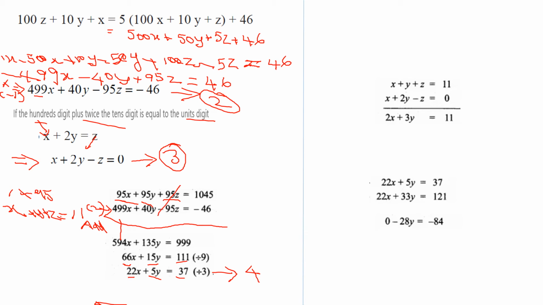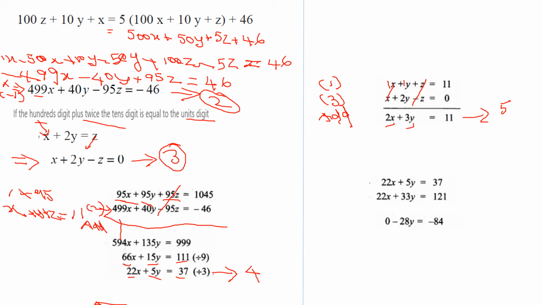Next, we take the first equation x plus y plus z equal to 11, and our third equation x plus 2y minus z equal to 0. Here also we are adding: x plus x is 2x, y plus 2y is 3y. Plus z minus z cancels to 0. 11 minus 0 is 11. This is our fifth equation.